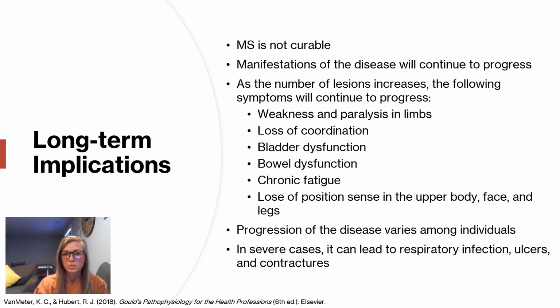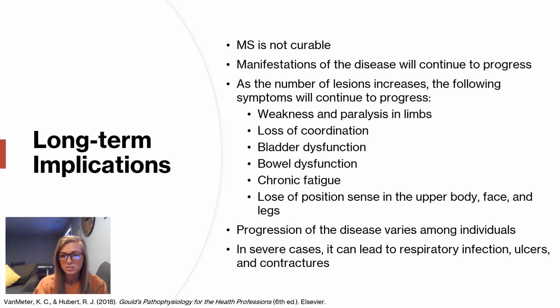MS, unfortunately, is not curable. Many of the manifestations of the disease will continue to progress. As the number of lesions increases, some of the following symptoms will continue to progress, such as weakness and paralysis in limbs, loss of coordination, bladder dysfunction, bowel dysfunction, chronic fatigue, loss of position sense in the upper body, face, and legs. And then these are all just because, depending on the nerves that are affected by that demyelination, the nerve impulse can no longer be sent, so the action will not take place.